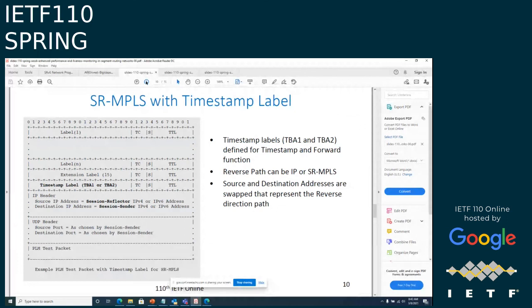So in case of SR-MPLS, there is a timestamp label carried by the packet. This is what tells the reflector to add the timestamp in the test packet. Next slide, please.